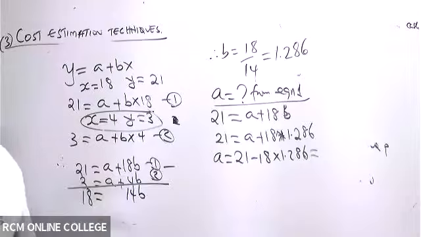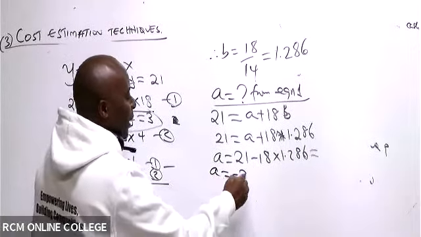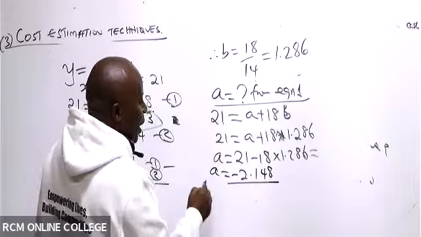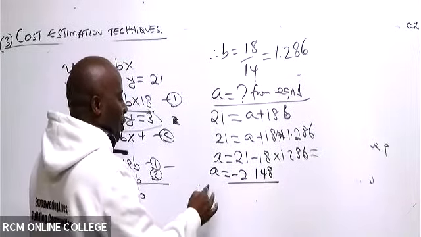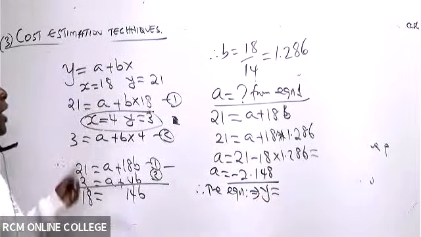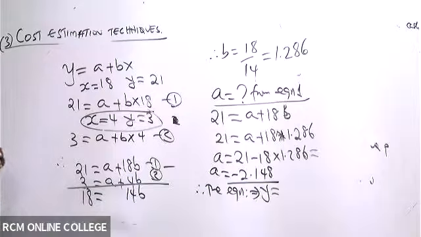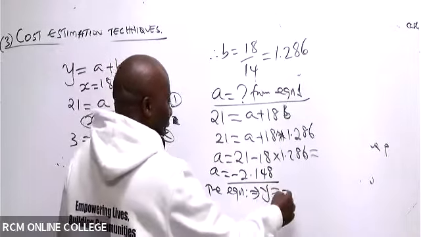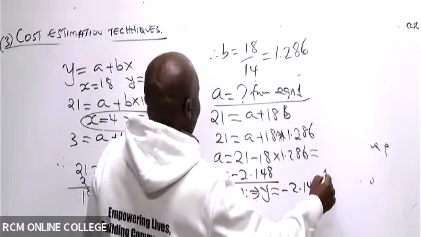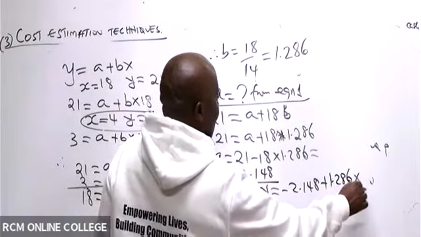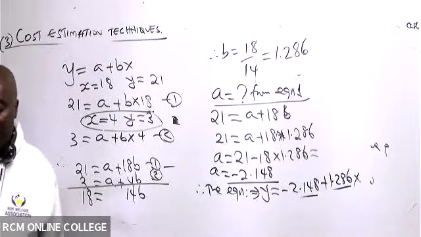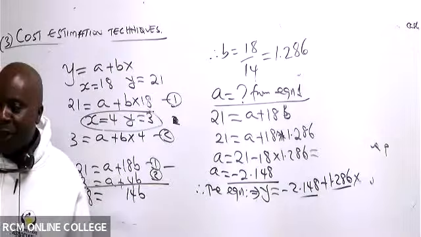So somebody's giving me a figure of what here? So a is minus 2.148. Thank you so much. And therefore the equation, now I have y. So now I know the value of a and I know the value of b. So the equation will be y equals a, which is minus 2.148, plus b, which is 1.286x. So once I get the values of a and b, I replace them to get the equation like that. Any question, my good students?